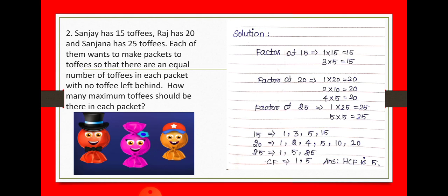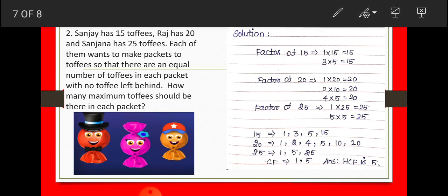So first we have to write the factors of 15. You know 1 15 is 15, 3 5s are 15. Next factors of 20. 1 20 is 20, 2 10s are 20, 4 5s are 20. Next factors of 25. 1 25 is 25, 5 5s are 25. Next we have to write all the numbers. Factors of 15: 1, 3, 5, 15. Factors of 20: 1, 2, 4, 5, 10, 20. Next factors of 25: 1, 5, 25. 5 is repeated now, so no problem.